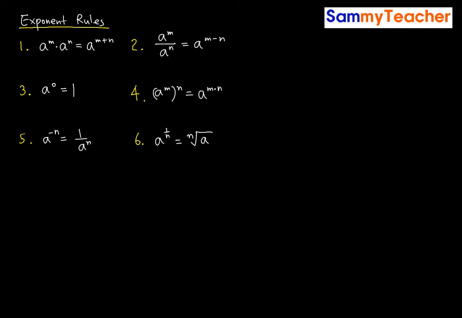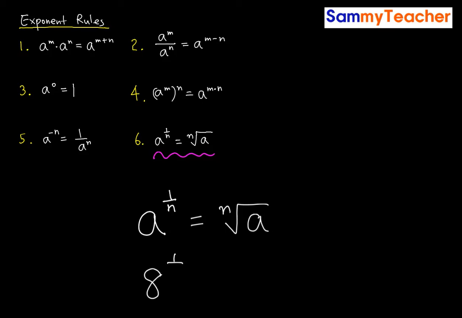Now finally, our last rule. Again, you have a certain base, but this time you have a fractional exponent, and the variable is in the denominator, and it equals the nth root of a. Let's plug in some actual numbers. I will put 8 instead of a and put 3 instead of n. And that should equal, according to this formula, the cube root of 8.